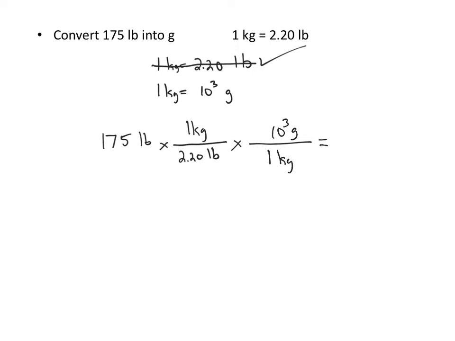Let's make sure my units cancel. So pounds cancel with pounds, kilograms cancel with kilograms. I'm left with grams, which is what I'm solving for, so that's good. So I'll do 175 times 1,000 divided by 2.2. And with the correct number of figures, I get 79,500 grams.